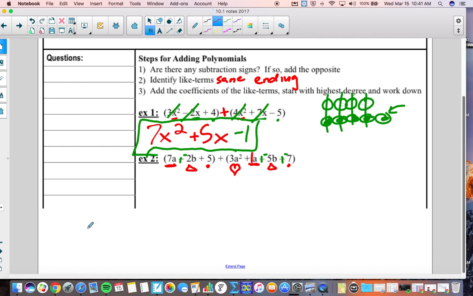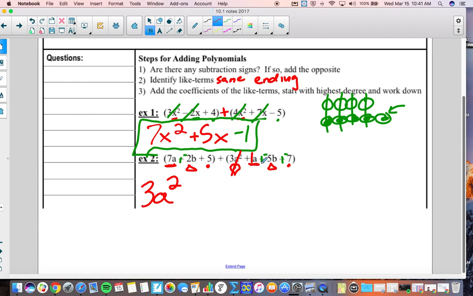Start with the highest degree or highest exponent first. That actually goes back to this heart right here. We have an a to the power of 2. There's nothing else to combine, to add with it, or subtract from it. So 3a squared is part of my final answer. So I'll cross that off because I've taken care of it. Now I'll choose to move on to the a's. I have 7a.